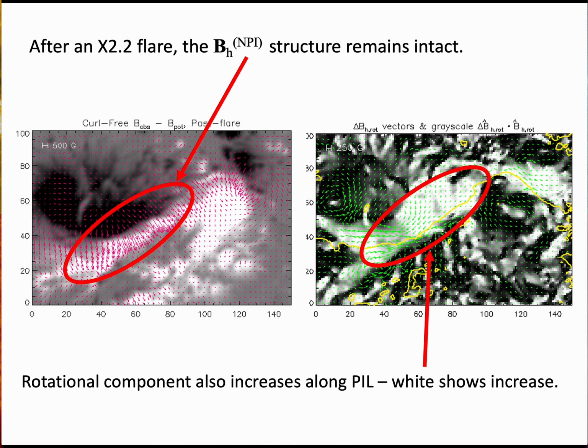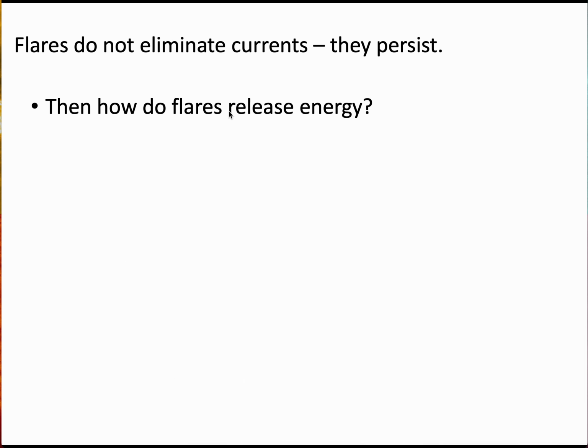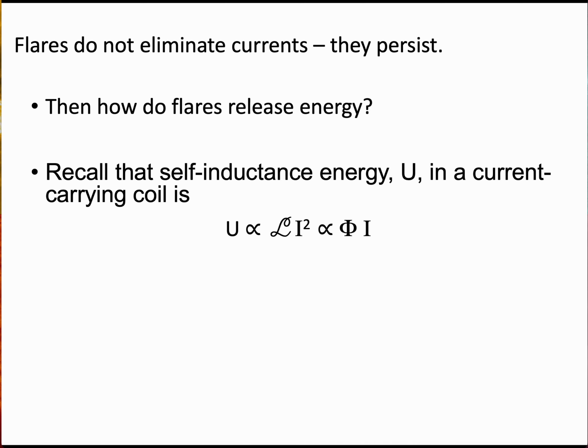And if you remember, that rotational component of the field from Ampere's law is related to the vertical current. So it's very clear that flares do not eliminate currents. Coronal currents persist. We then have to ask, well, if flares do not eliminate currents or substantially reduce them, then how do flares release energy?